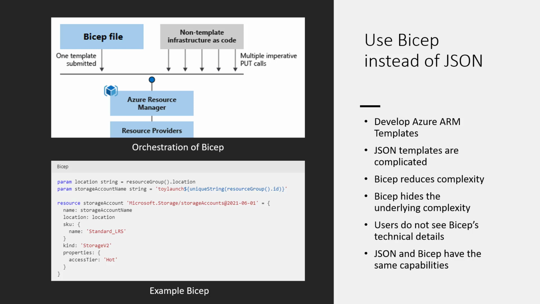You can use Bicep instead of JSON to develop your Azure Resource Manager ARM templates. The JSON syntax to create an ARM template can be verbose and require complicated expressions. Bicep syntax reduces the complexity and improves the development experience. Bicep is a transparent abstraction over ARM template JSON and doesn't lose any of the JSON template capabilities.